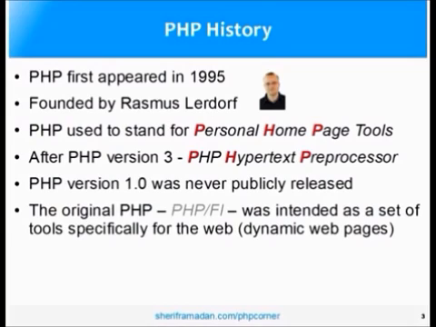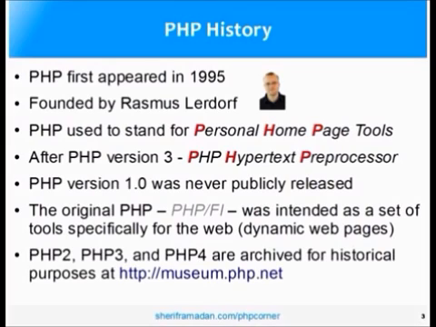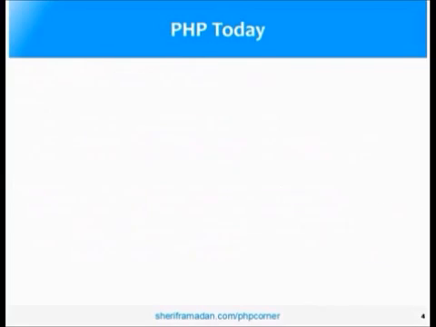Version 1 of PHP was never publicly released, but the original PHP, which was commonly referred to as PHP/FI, which stood for Personal Home Page Forms Interpreter, was intended as a set of tools specifically for the web, and that's what PHP is very, very good at: dynamic web pages. If you're interested at all in looking at the source code for older versions of PHP, you can always take a look at the PHP Museum, available online at museum.php.net.